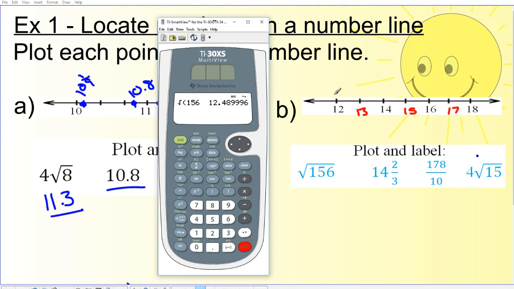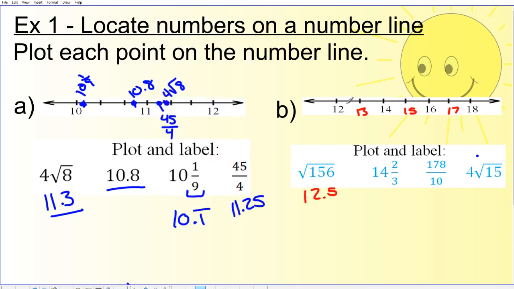Okay, I'm never going to get exactly 12.489996 in this little number line. So I'm just going to get it close. In my mind, that approximating is 12.5. So I'm going to put pretty much right between 12 and 13 right here. I'm going to say that is the square root of 156.